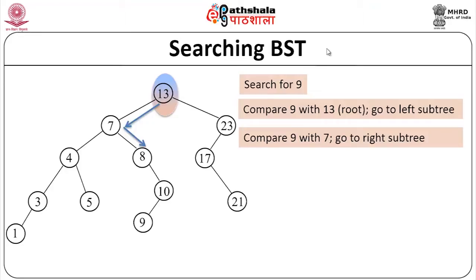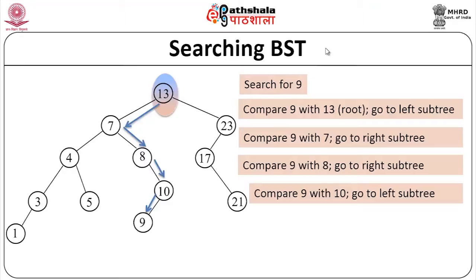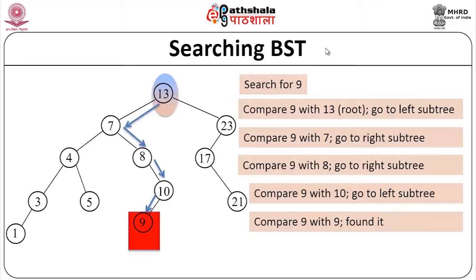Then we compare 9 with 7 and find that 9 is greater than 7, so we go to the right subtree where we find 8. We compare 9 with 8 and find that 9 is greater than 8, so we go to the right subtree where we find the root to be 10. We compare 9 with 10 and find that 9 is less than 10, so we go to the left subtree, and at that point we compare 9 with the key and find that we have reached it. So, this is the order in which the search will happen.